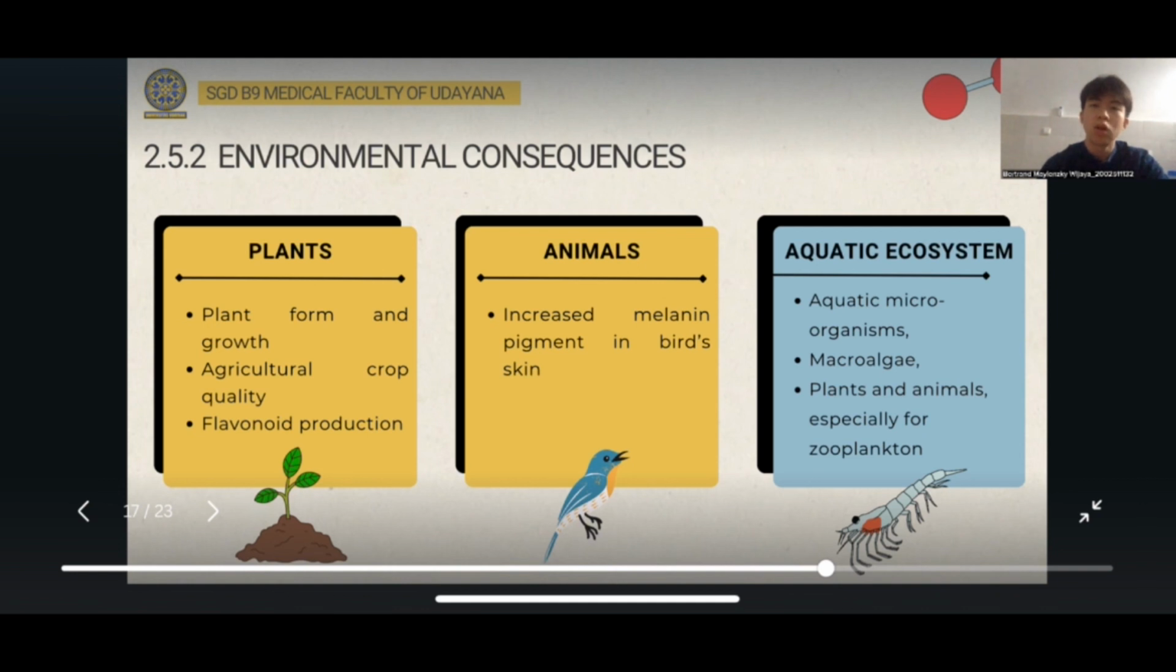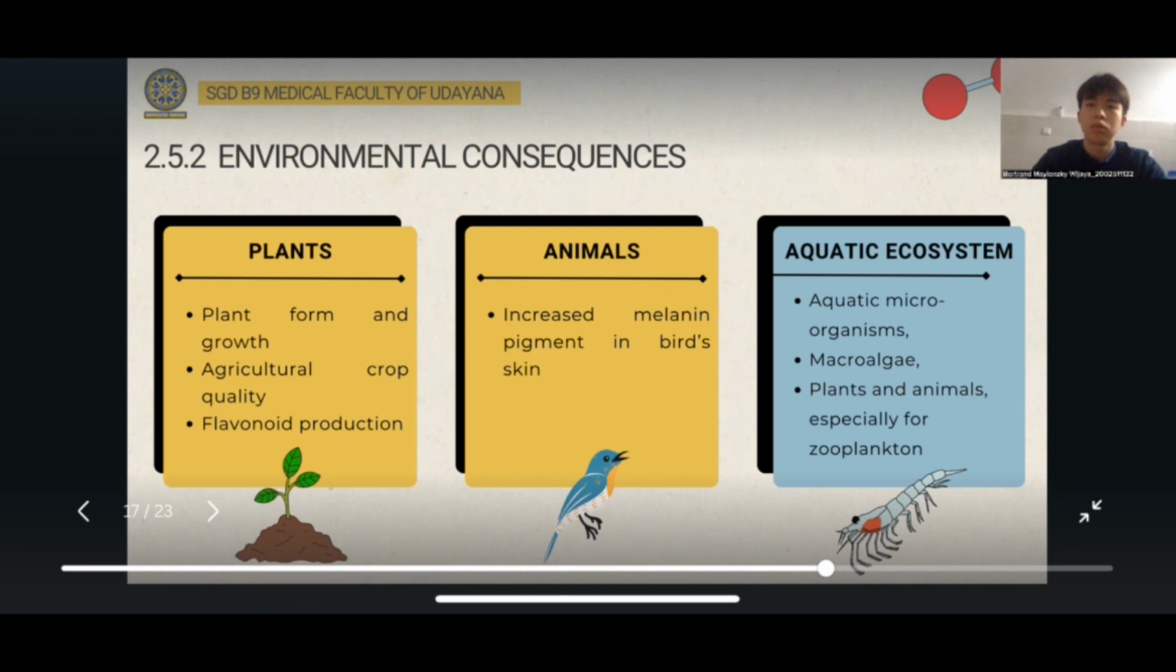Ozone layer depletion also affects the exposure of aquatic ecosystems to UVB radiation, but the impacts differ based on the amounts of particulate and dissolved material in the water column. The changes in aquatic ecosystems affect aquatic microorganisms, macroalgae, plants, and animals, especially zooplankton.